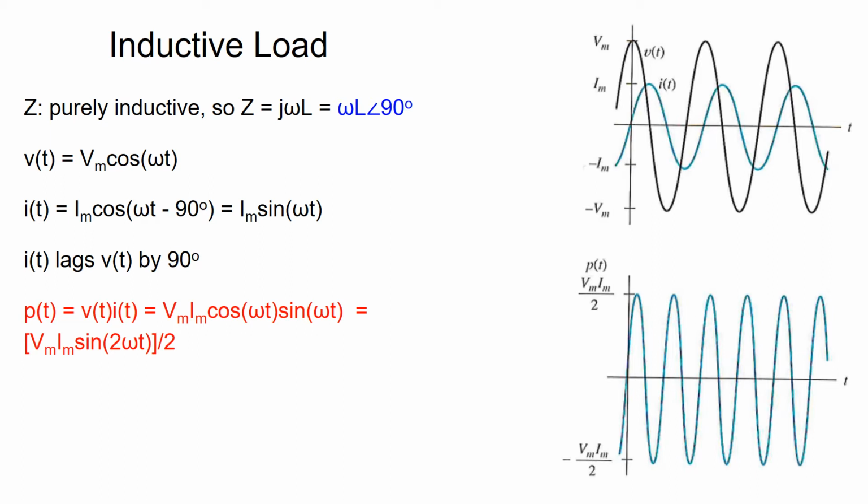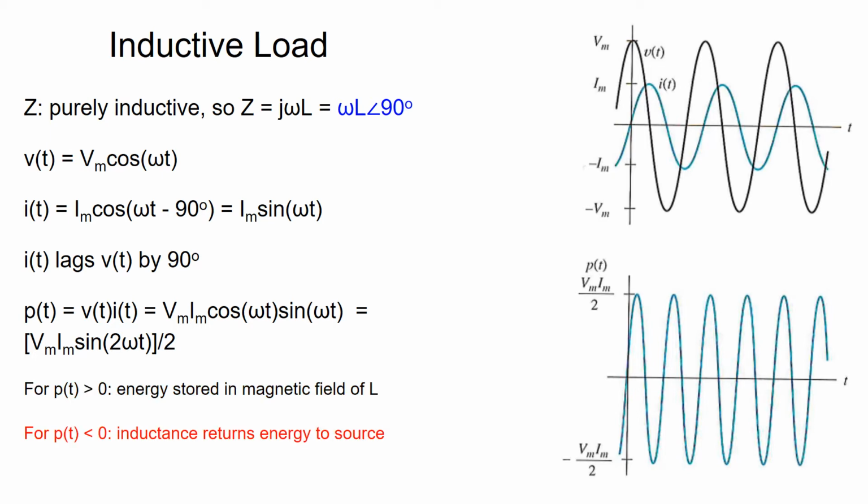Here we see that half of the time the power is positive, and during that time the source is delivering energy to the inductance. But inductors don't dissipate energy, they store it. During the part of each cycle that the power is negative, the inductance is sending energy back to the voltage source. Overall, the average power is 0.